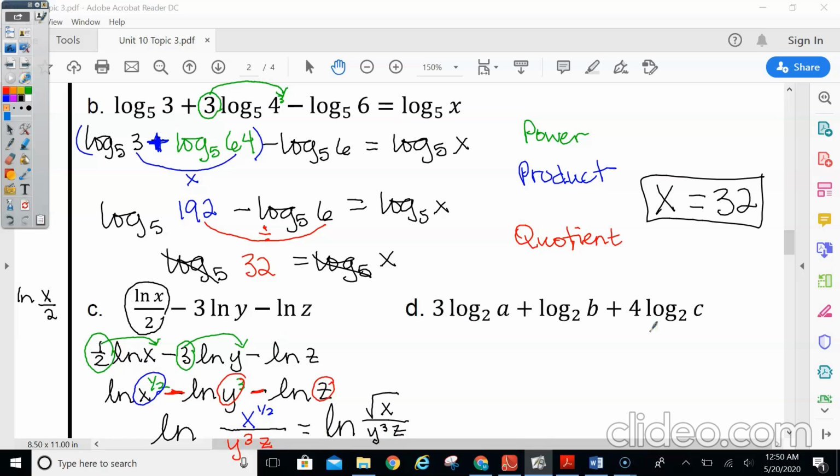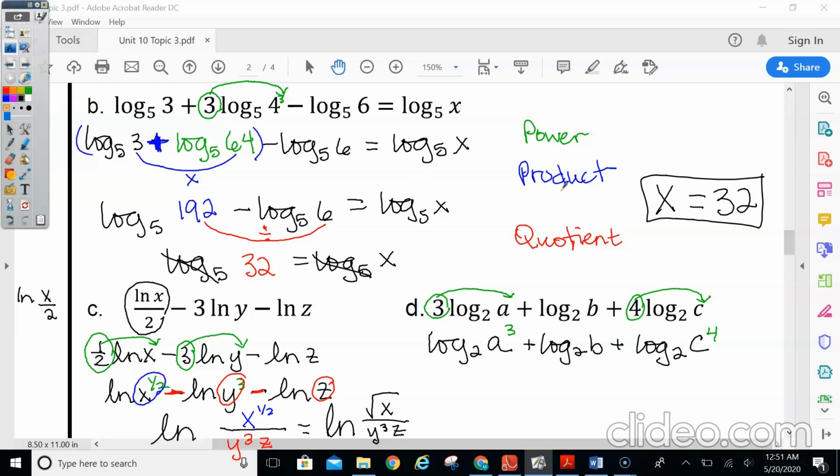So here I'm going to do the same thing. First, use the power rule to move in the exponents. So the 3 is going to become an exponent here, and the 4 is going to become an exponent here. So log base 2 of a cubed, the first one, plus log base 2 of b, plus log base 2 of, when we move that to the c, we get c to the 4th.